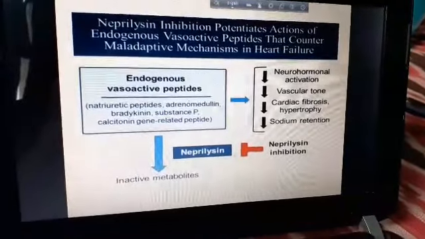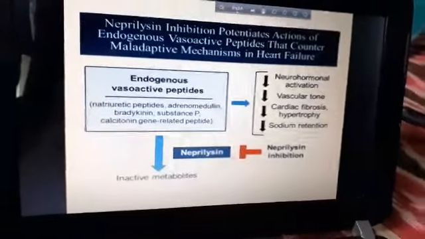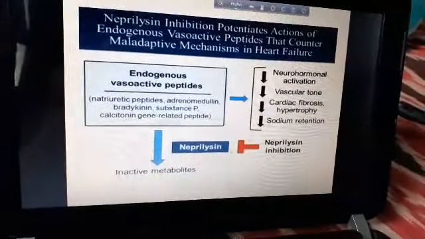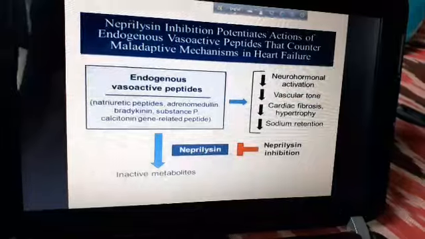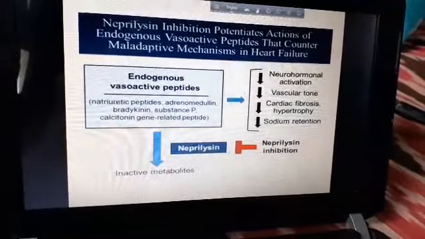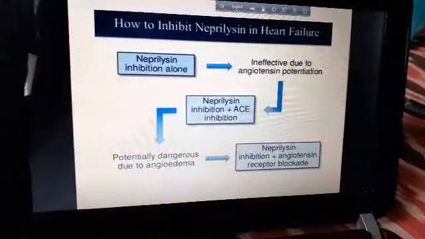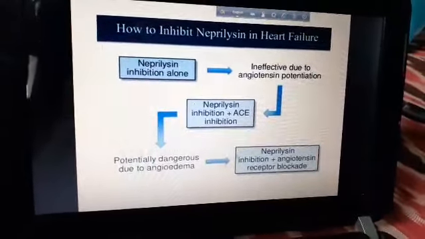So there is decreased humoral activation, decreased vascular tone, decreased cardiac fibrosis, and decreased sodium retention. So neprilysin inhibition leads to these effects. There is decreased vascular tone, decreased vascular fibrosis and hypertrophy, and so decreased sodium retention. So how to inhibit neprilysin in heart failure? Neprilysin inhibition alone is ineffective due to angiotensin potentiation.